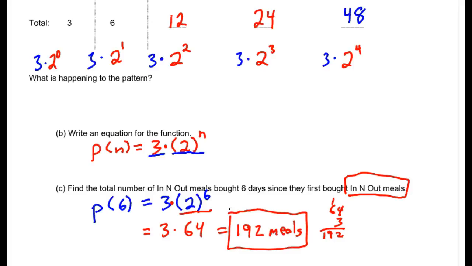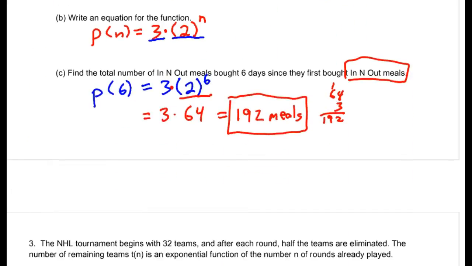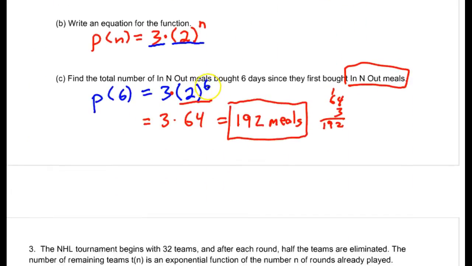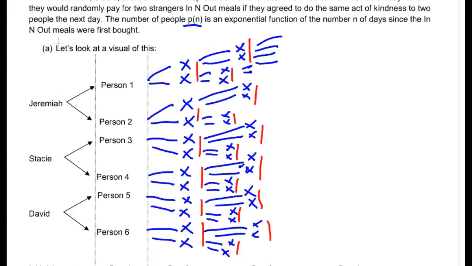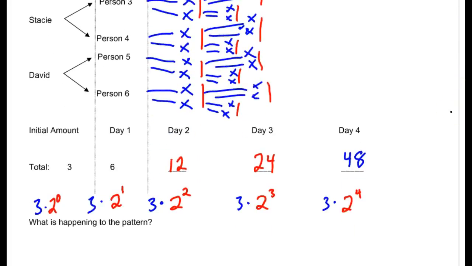So not too bad, right? As long as we know what we're growing by and what we're starting with, we can come up with an exponential equation and predict. I can go up to 50. Technically, if this kept on going for 50 days, we could figure it out, and we wouldn't have to draw a giant diagram. So not too bad, right? Let's keep on going.